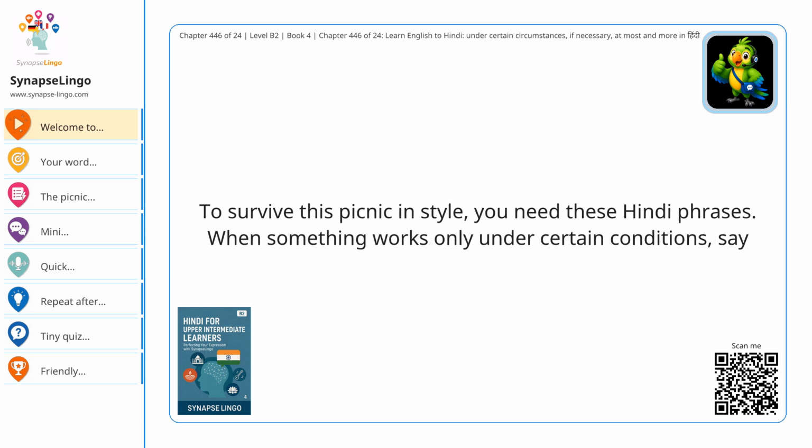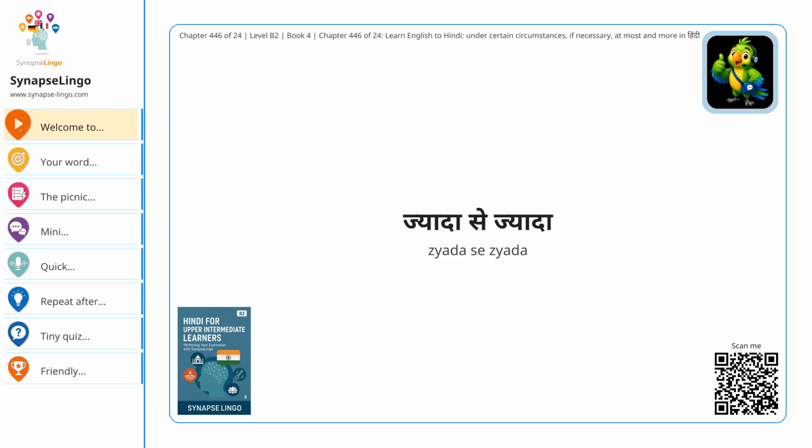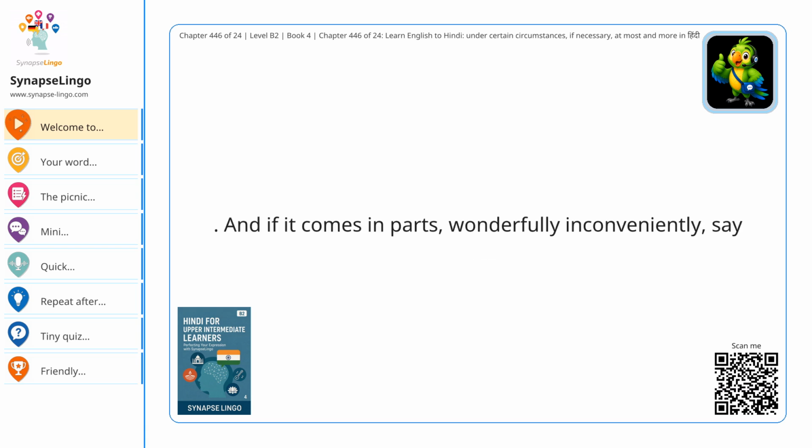When something works only under certain conditions, say कुछ परिस्थितियों में. When you do something only if needed, say यदि आवश्यक हो. When there is a maximum limit, use ज़्यादा से ज़्यादा. For a general tendency, use आमतौर पर. If something is largely true, say काफी हद तक. If it is mostly true, say ज़्यादातर. If it is only partial, say आंशिक. And if it comes in parts, wonderfully inconveniently, say भागों में.